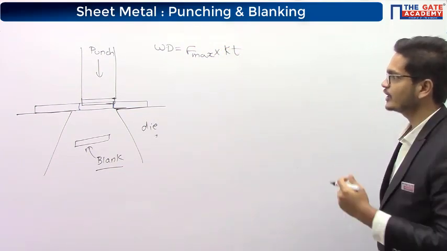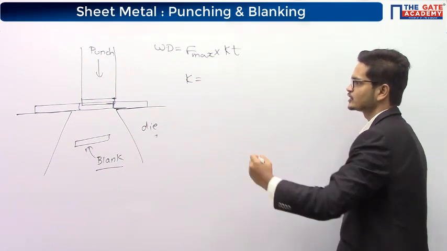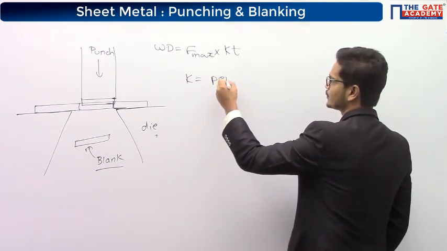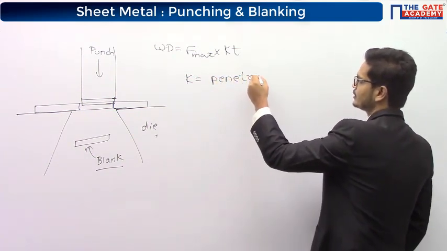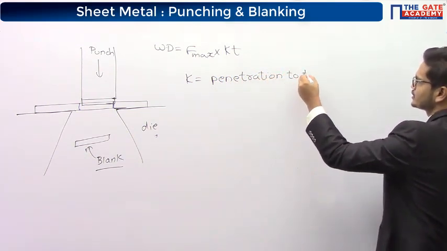F max into KT. Here K is a fraction. It is called as penetration to thickness ratio.